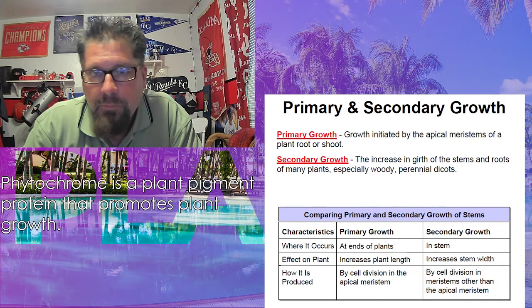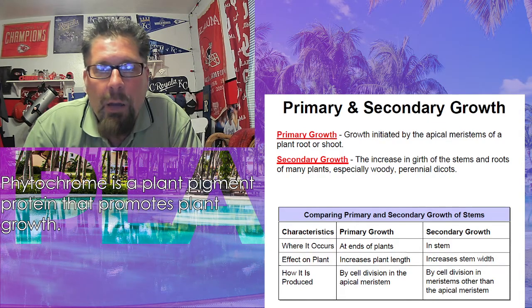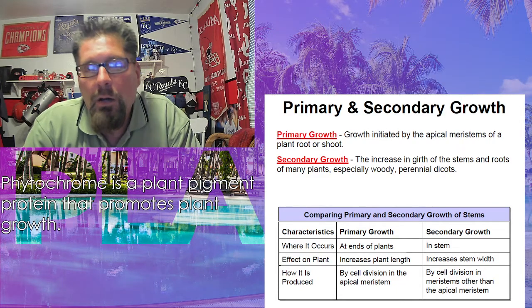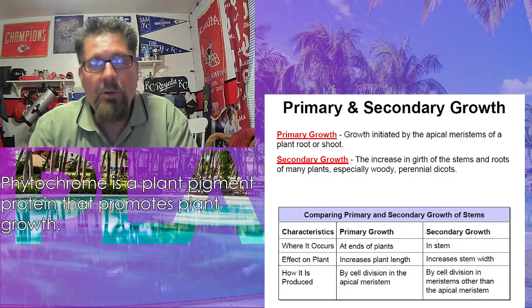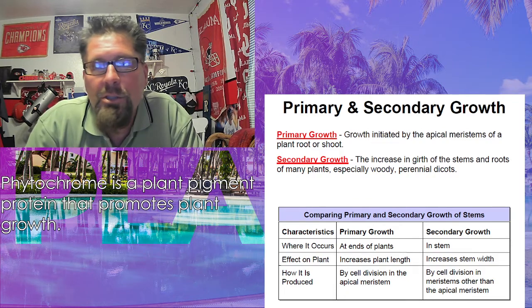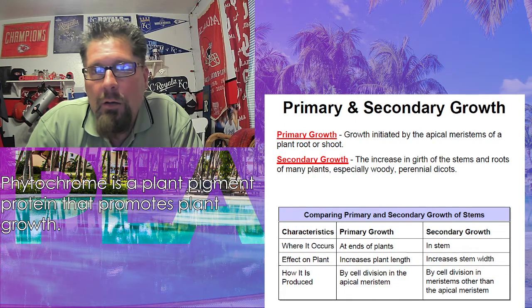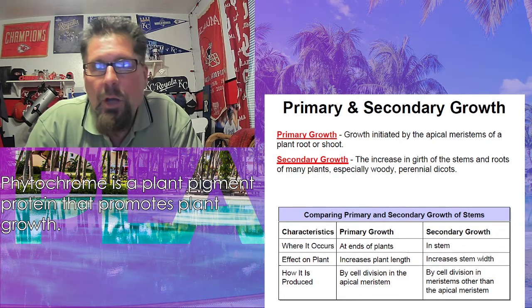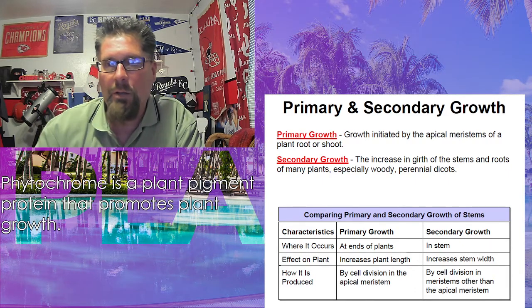And as it says on the screen, there's a plant pigment that is front and center in helping to promote these processes, and that's the phytochrome pigment that does this. But again, the thing to remember, especially when it comes to multiple choice test questions, is that primary growth is height or length when you encompass the roots, and the secondary is girth or width, thickness of a plant.